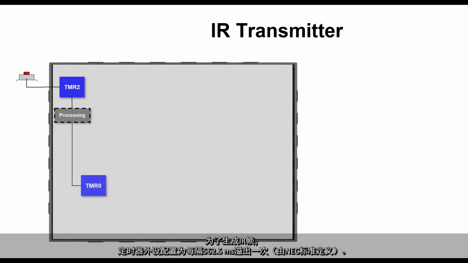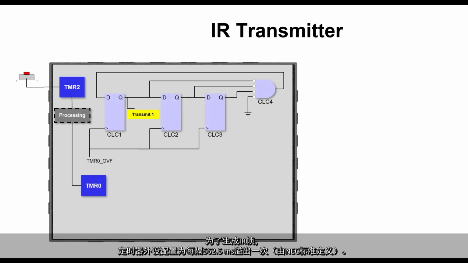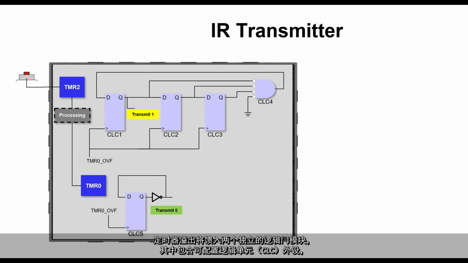To generate the IR frame, a timer peripheral is configured to overflow every 562.5 microseconds, as defined by the NEC standard. The timer overflow is fed into two separate blocks of logic gates comprising configurable logic cell or CLC peripherals that each output logic 1 and 0, which form the building blocks of the IR frame we saw earlier.